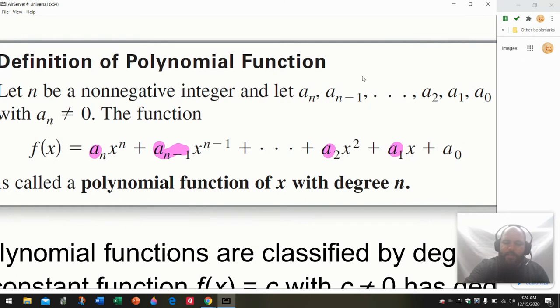And so if you look as we move down through here, you start with n, and then the next power is n minus 1, or one number lower. And it continues that trend until you have x squared, then you have x to the first, and then you don't have an x at all. It's just a constant term left, which is the a sub 0. So really all this is saying is that when you have a polynomial function, it's going to be ordered from the highest power of the x down to the lowest.